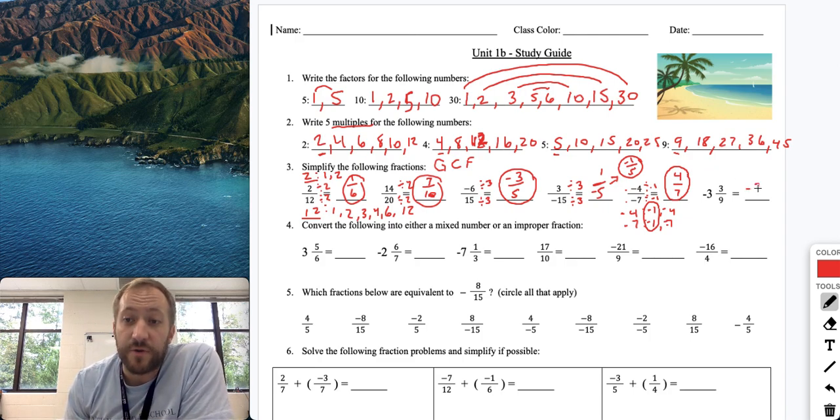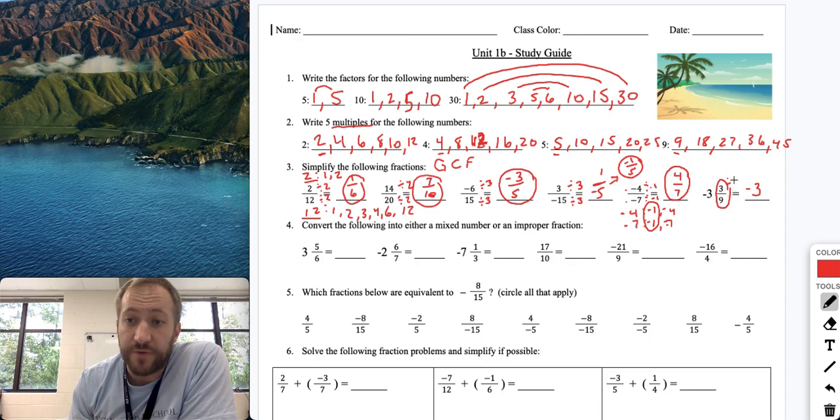Looking over here, negative 3 and 3/9. Now, the whole number of a mixed number is not going to simplify. Instead, looking at this fraction, I can simplify that piece. So, negative 3, I'll keep it the same. 3/9, there is a greatest common factor of 3. I can divide both of those by 3. I keep that whole number the exact same, didn't mess with it. 3 divided by 3 gives me 1. 9 divided by 3 gives me 3. And that is my simplified version right there.